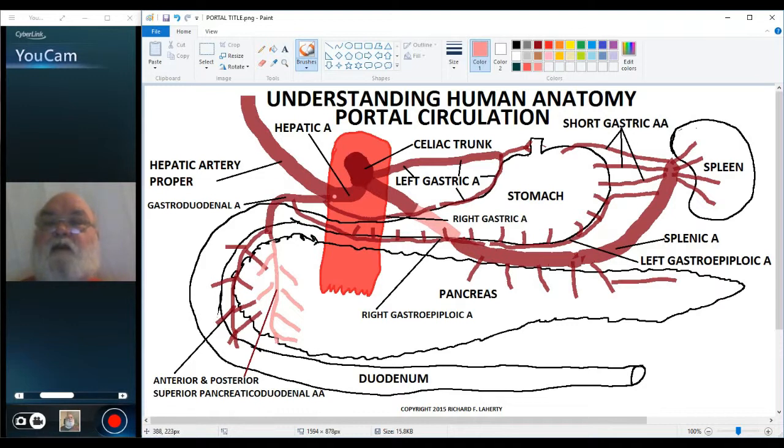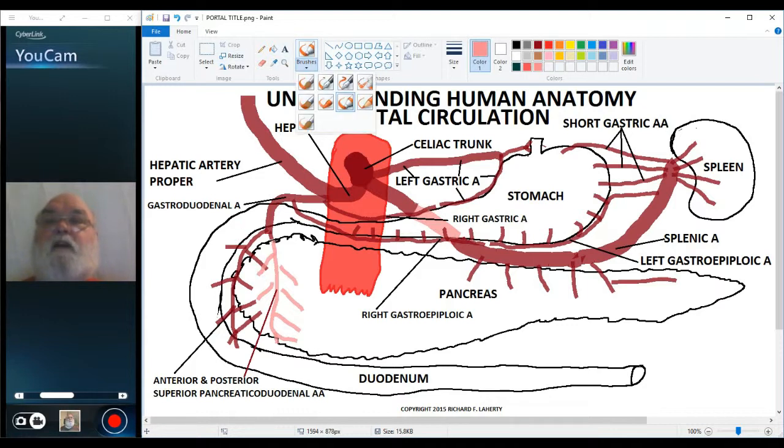Then the hepatic artery will divide into the hepatic artery proper and the gastroduodenal artery. The gastroduodenal artery giving rise to the right gastric artery, which runs along the lesser curvature of the stomach, and the right gastroepiploic artery, which runs along the greater curvature of the stomach. And then it will come down to form the anterior and posterior superior pancreatico-duodenal artery.